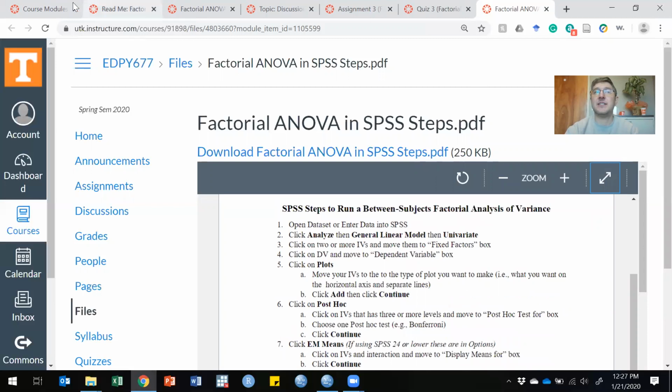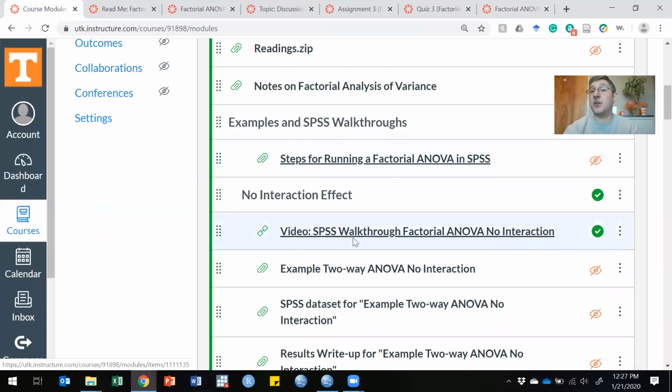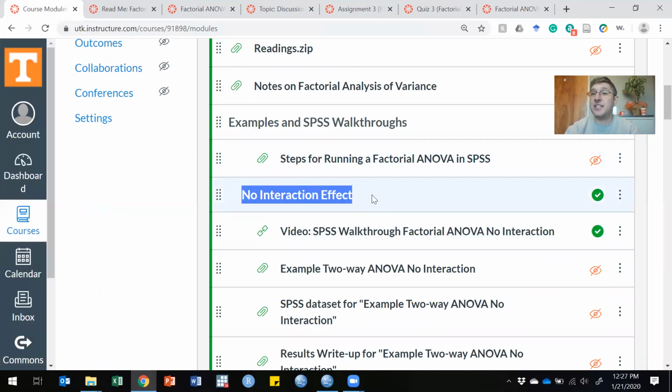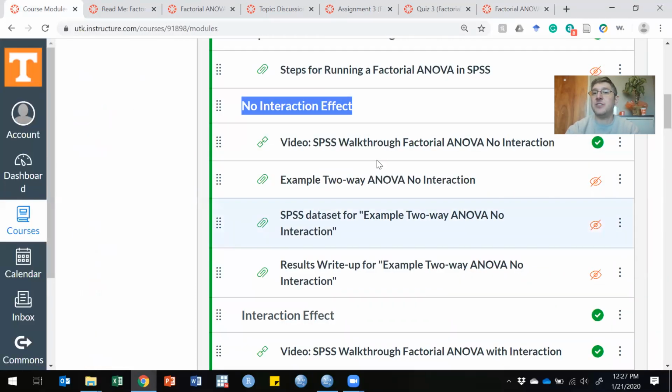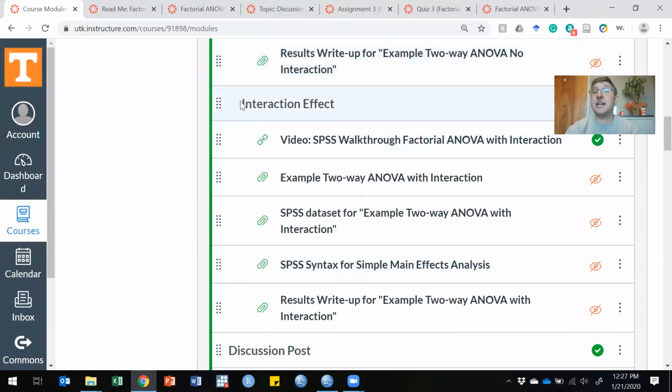I've made separate SPSS walkthrough videos. For if you do not have a significant interaction effect, here's how you would interpret a factorial ANOVA in that case. Here's the walkthrough video. Here's the SPSS data set that goes along with that example. And here's an example write-up from this example, like an example results section. Here's all the same stuff, but for what we would do if we had a factorial ANOVA and a significant interaction effect.